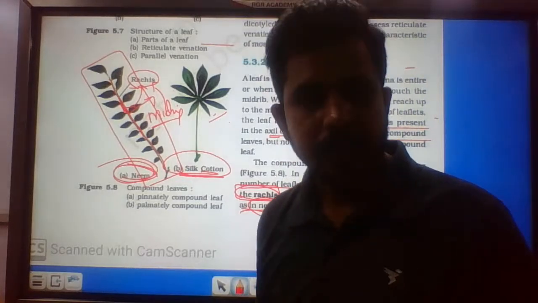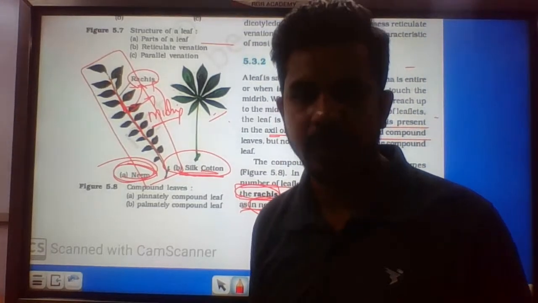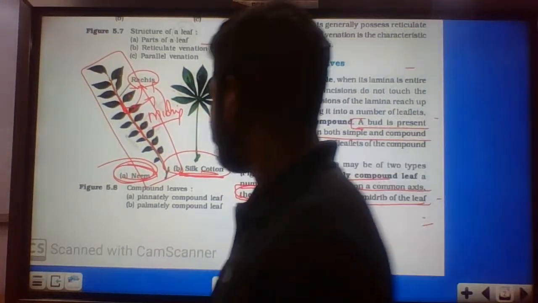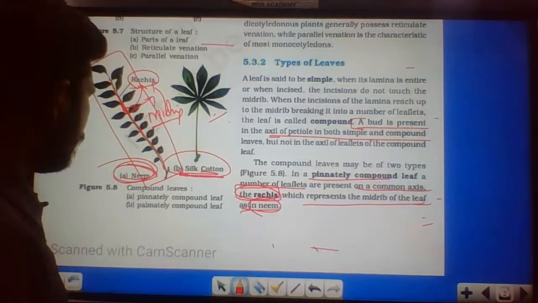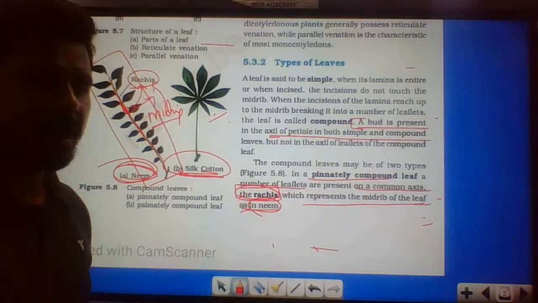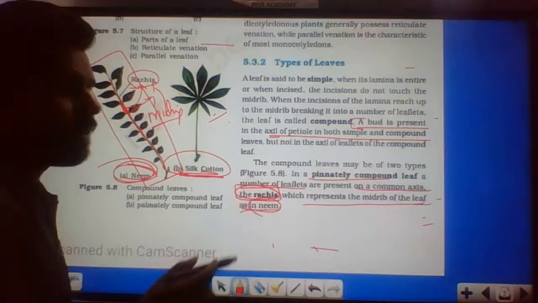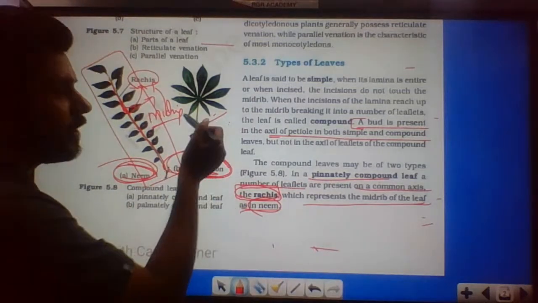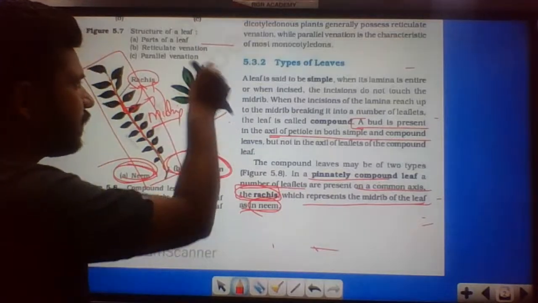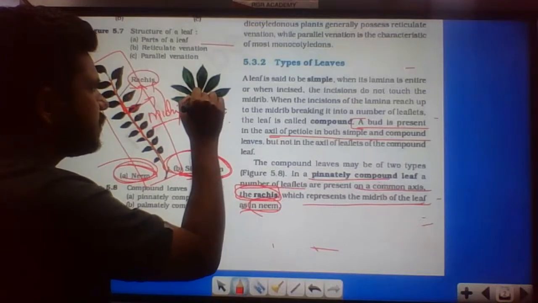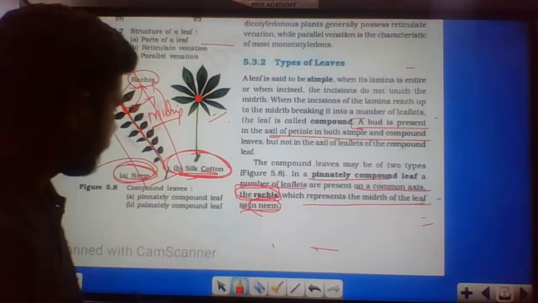Pinnately compound leaves are present in which of the following plants? Okay, so the answer will be neem. And next one is palmately compound leaves. Let me discuss here. Palmately compound leaves example is silk cotton. So here all the leaflets originate from a single point.